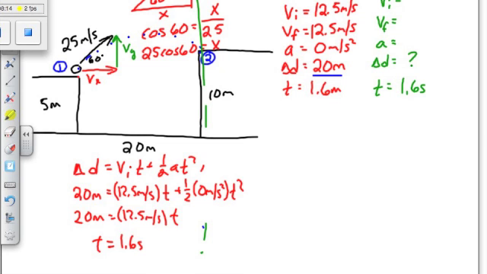Acceleration, negative 9.8, gravity. Final velocity, negative 21.65? No. That would only be if we're symmetrical, and this will definitely not be symmetrical. And initial velocity? 21.65. Does everybody understand how he got that?